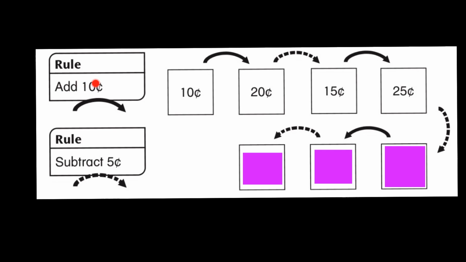This one's pretty easy. So if I solid arrow, I add 10, dotted arrow, I subtract 5. Write down 3 spots to write on your board and try to figure out what these 3 boxes would be. Pause it and try it.